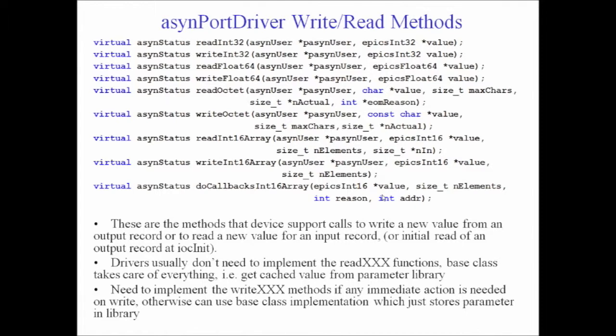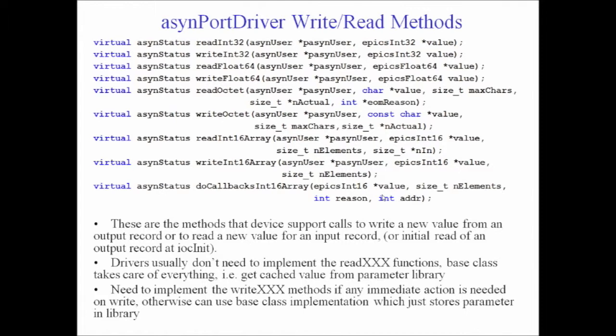Then there are methods that are called when an asyn client writes a new integer value, writeInt32, or wants to read an integer value or a floating point value or an octet value or a 16-bit integer array, read or write, and there's a method to do callbacks on arrays. So these are the methods that device support calls to write a new value from an output record or to read a new value for an input record.